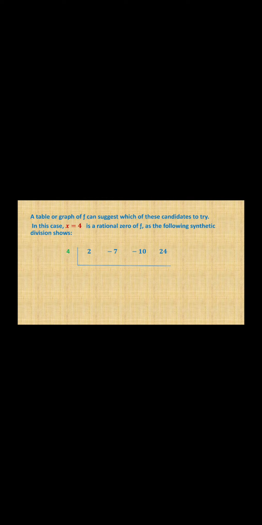We start by putting 2 down, then multiply 2 by 4 is 8, then add negative 7 plus 8 is 1, then 1 times 4 is 4, and negative 10 plus 4 is negative 6, and negative 6 times 4 is negative 24, so 24 plus negative 24 is 0. It means there is no remainder. So f of x equals 2x cubed minus 7x squared minus 10x plus 24 equals x minus 4, one of the factors, multiplied by 2x squared plus x minus 6, the result we found from synthetic division.